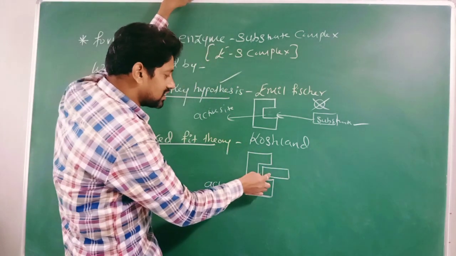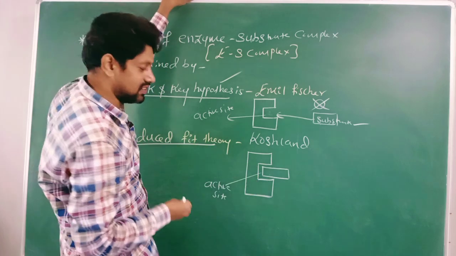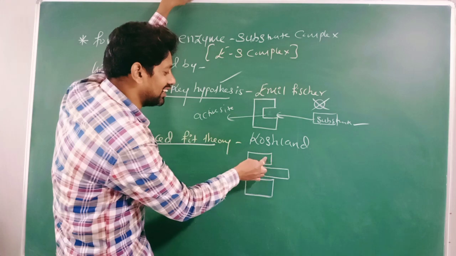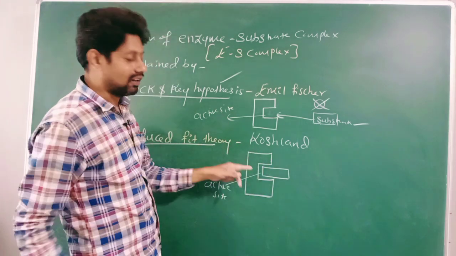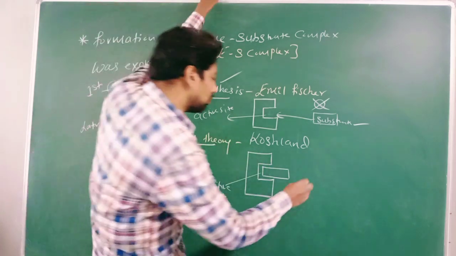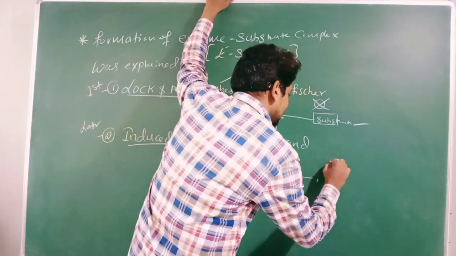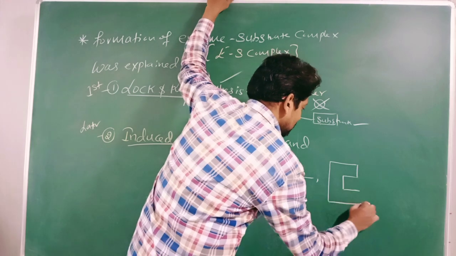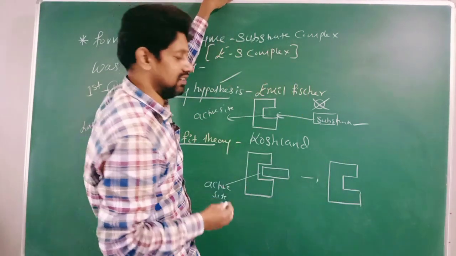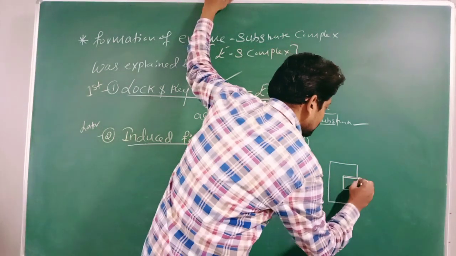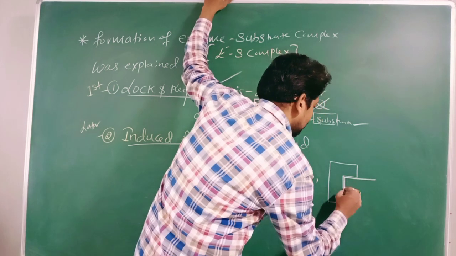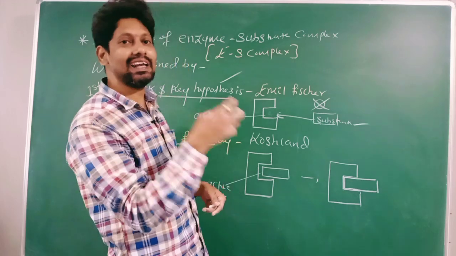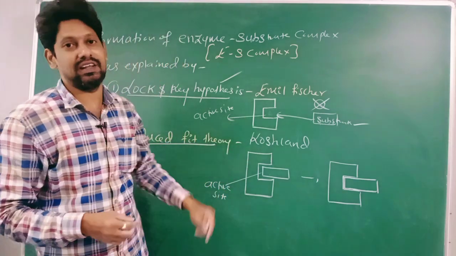Once a substrate binds in the active site of an enzyme, this substrate induces a conformational change in the active site. Due to this conformational change in the active site of an enzyme, now the active site binds the substrate molecule tightly. It means now the substrate has tightly bound in the active site of an enzyme.